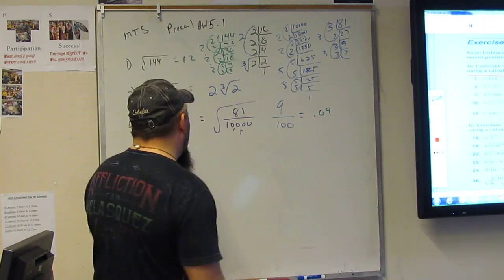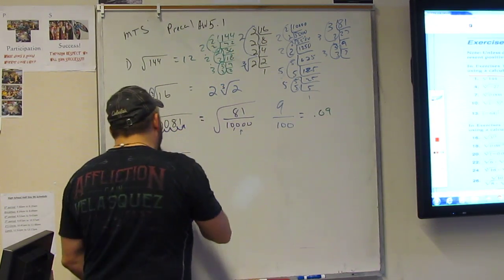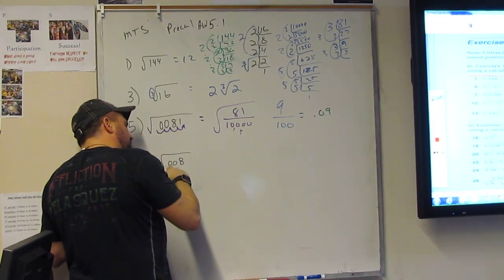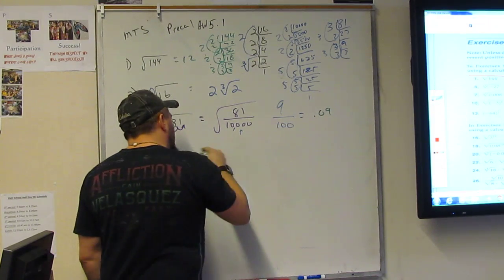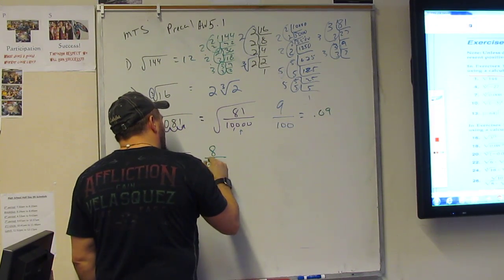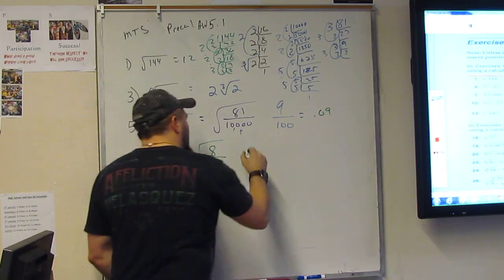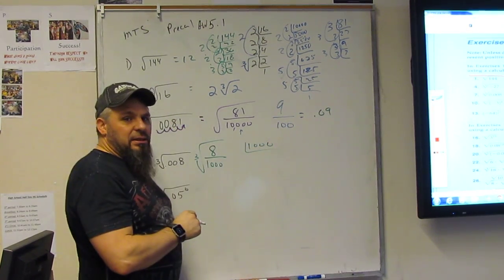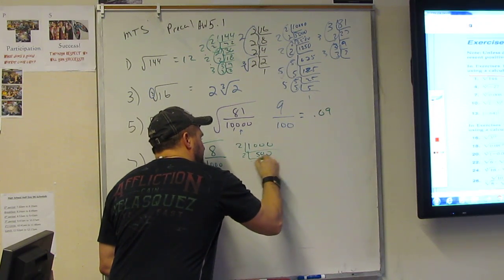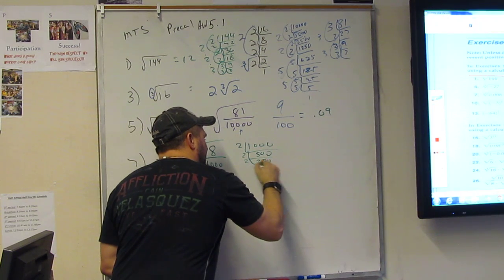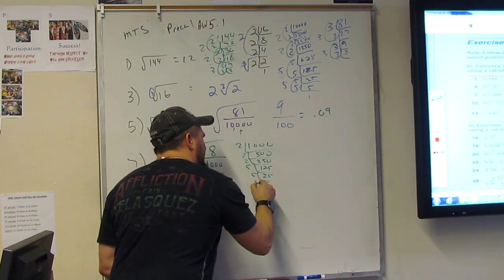Break it down. Okay? Now let's do this one with the same ideology. This is tenths, 100ths, 1,000ths. So now we have this a little bit different. This is going to be 8 over 1,000, cube rooted. So I need to break down the 1,000. So 2 goes into 1,000 500 times. 2 goes into 500 250 times. 2 goes into 250 125 times. 5 goes into 125 25 times. 5 goes into 25 5 times. And 5 goes into that.